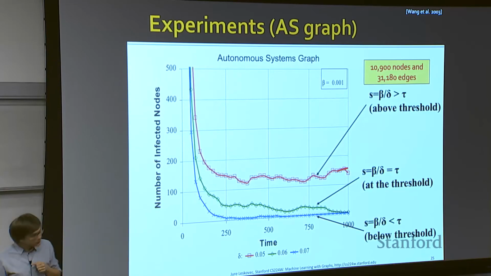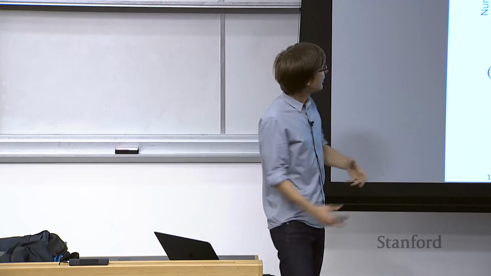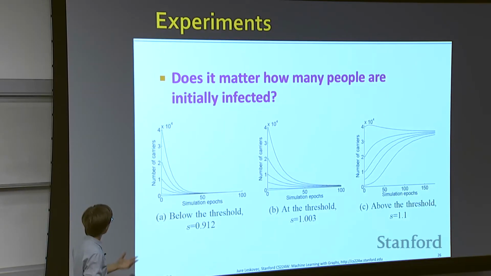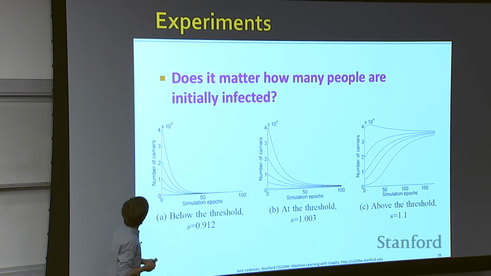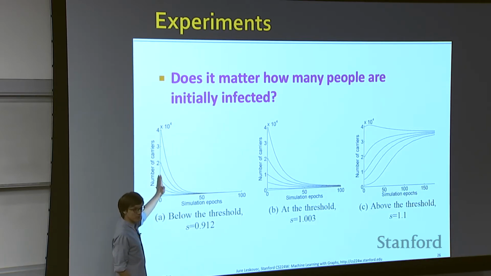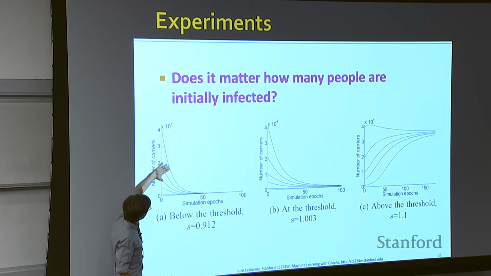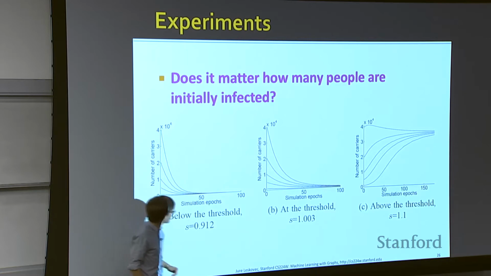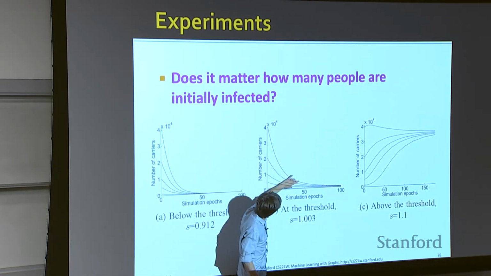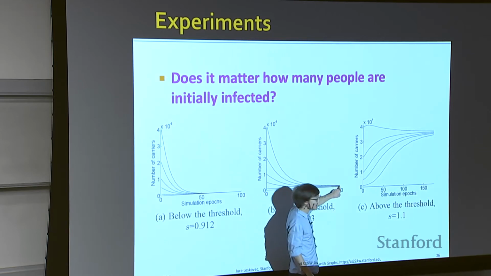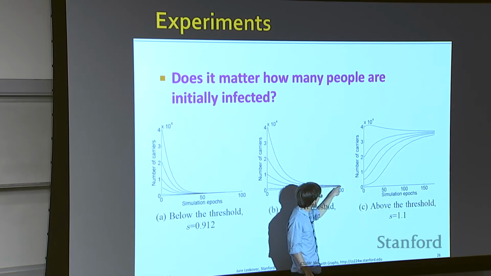And of course you can ask, does it matter how many people are initially infected and things like that? Here is what I'm trying to show you. This is the number of initial people that are infected. If you are below the threshold, it doesn't really matter. It goes to 0. Here is when you are at the threshold. You see it's going to 0, but it's still not 0. It slowly survives, slowly going to 0, but never really dies out.